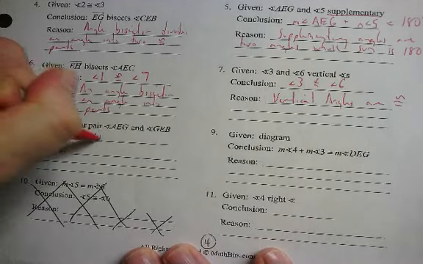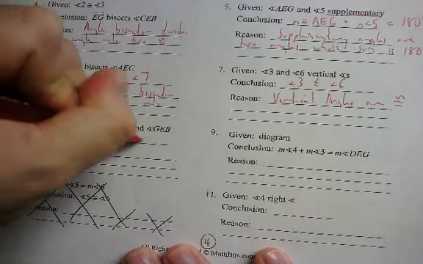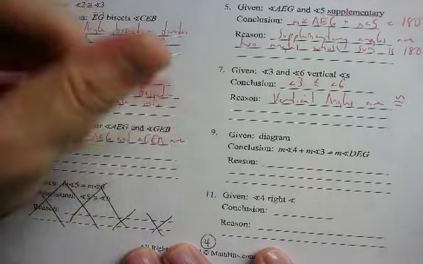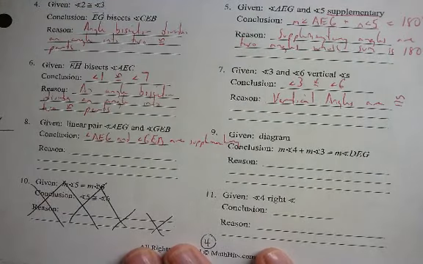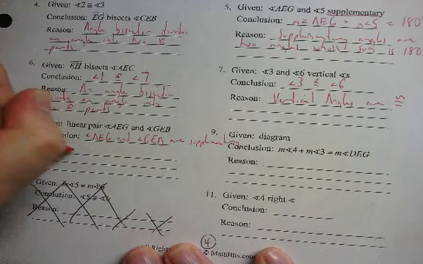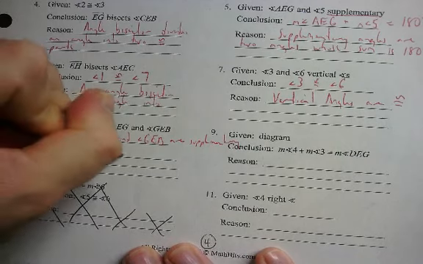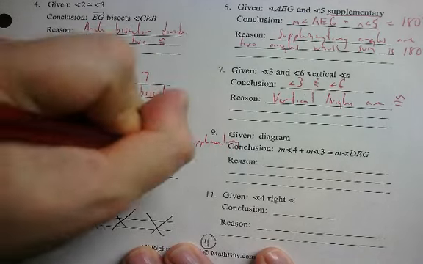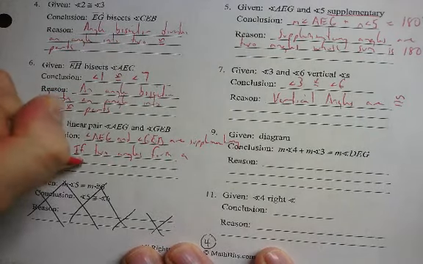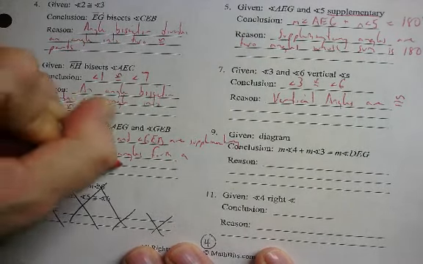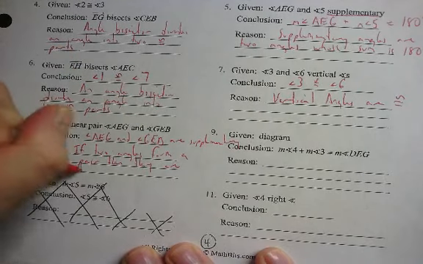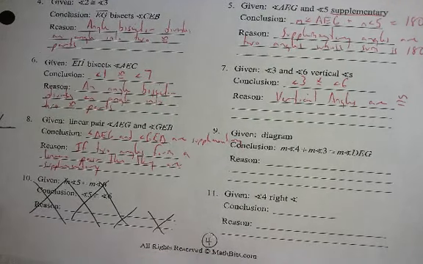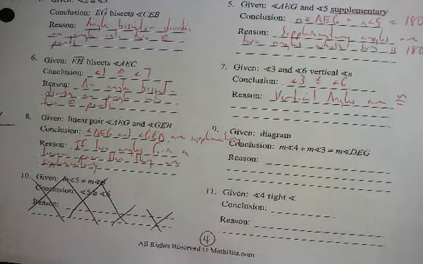So we're going to say that the conclusion is that angle AEG and angle GEB are supplementary. And the reason is, if 2 angles form a linear pair, then they are supplementary.